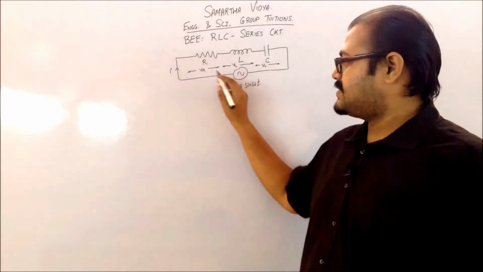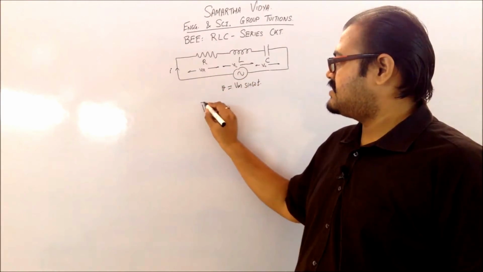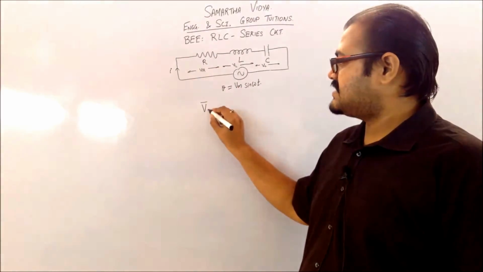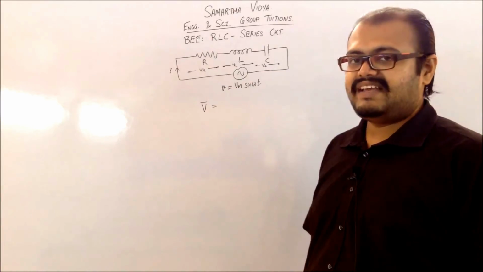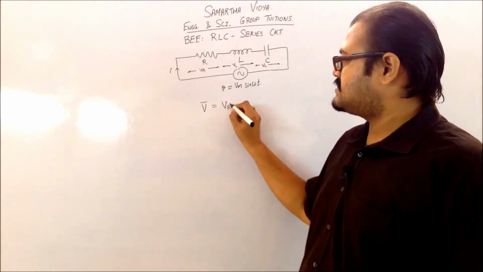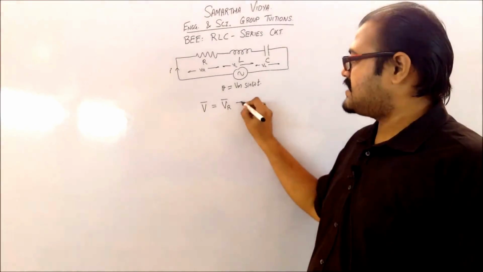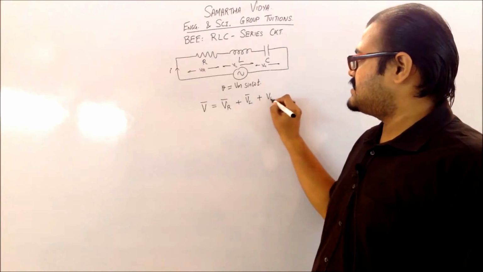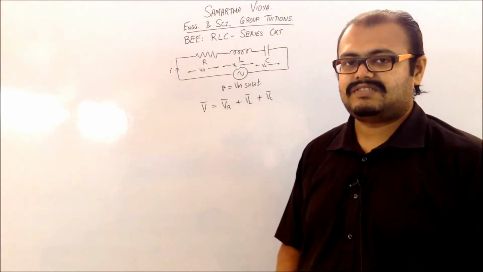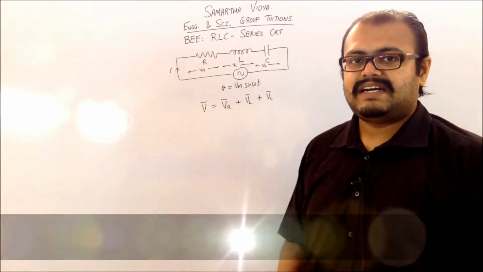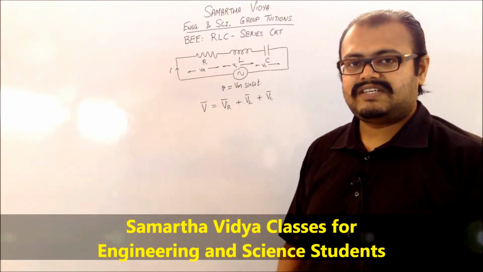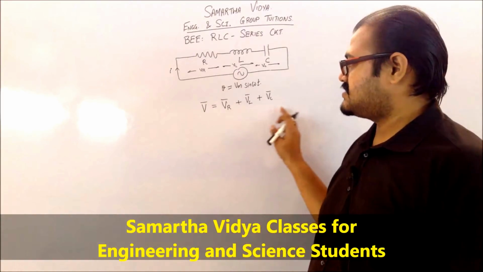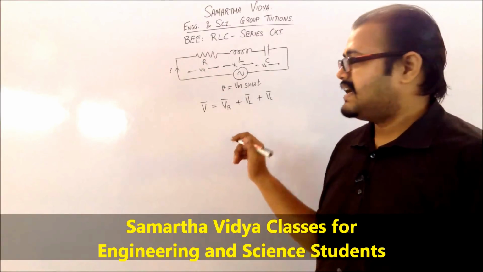So you need to write the equation for this. Let us say V is the RMS value of the applied voltage, represented in phasor format. This will be equal to VR, also a phasor, plus VL, the phasor for the inductor voltage, plus VC, the phasor for the capacitor voltage. Keep in mind it is not a simple addition of the voltages, but a phasor addition of the voltages.